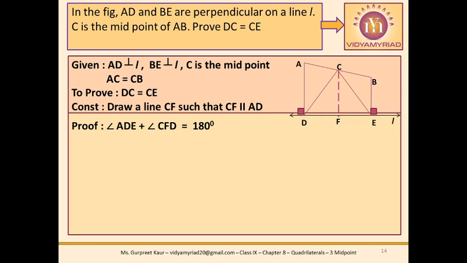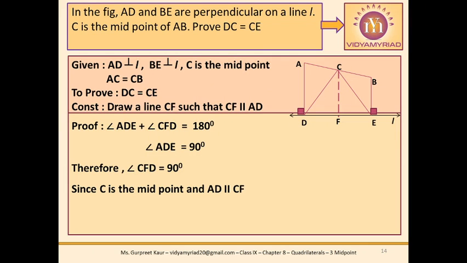Okay, so let's see. Now here angle ADE plus angle CFD will be equal to 180 degrees. Why? Because the lines are parallel. So angle ADE is equal to 90 degrees. Therefore, CFD is also equal to 90 degrees. As per the question, we know that C is the midpoint of AB. So we can say that AD is parallel to CF and C is the midpoint. Therefore, F is also the midpoint because of the converse of midpoint theorem.